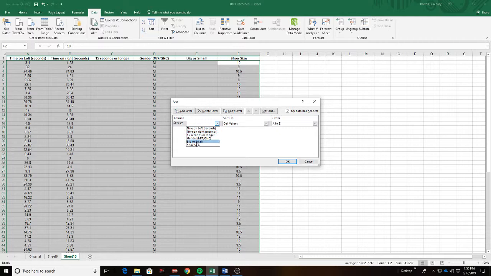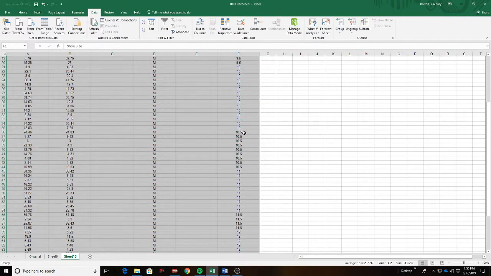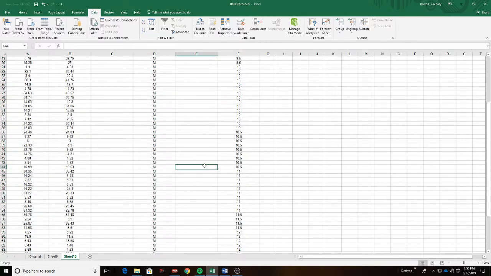And we're going to sort it by shoe size. So we sort it by shoe size, and we determine that men and women, of course, have different average sized feet. So we're going to say that men, to be considered big footed, are size 11 or over, and under size 11 is small footed. So we can do that pretty easily.